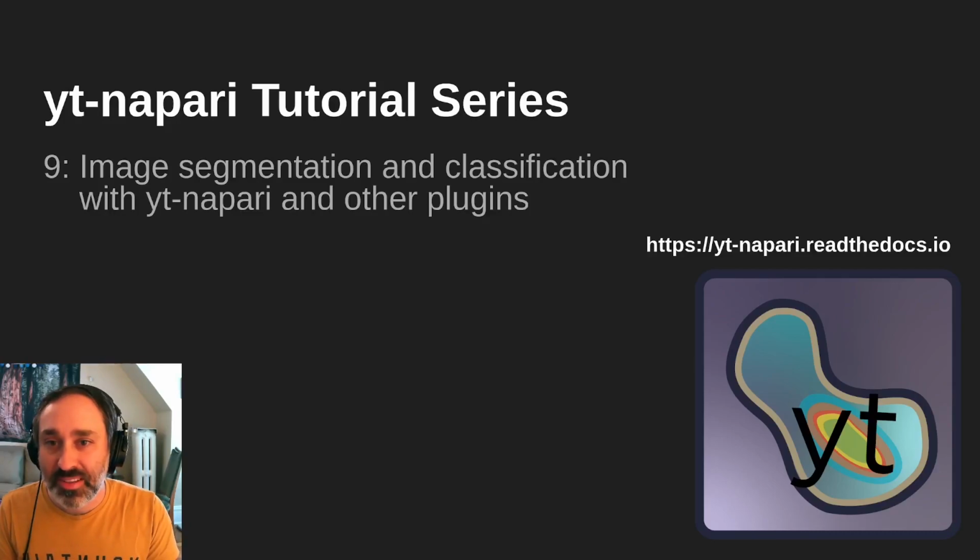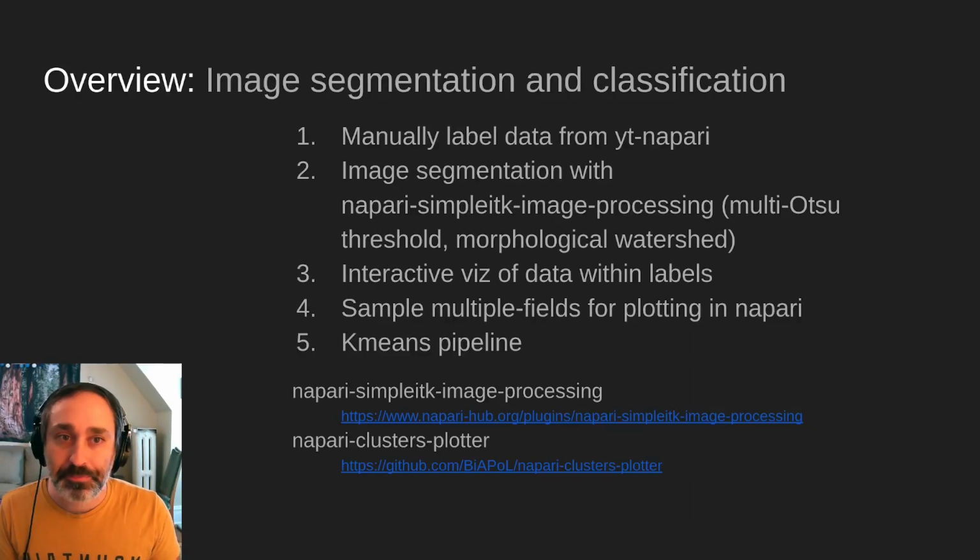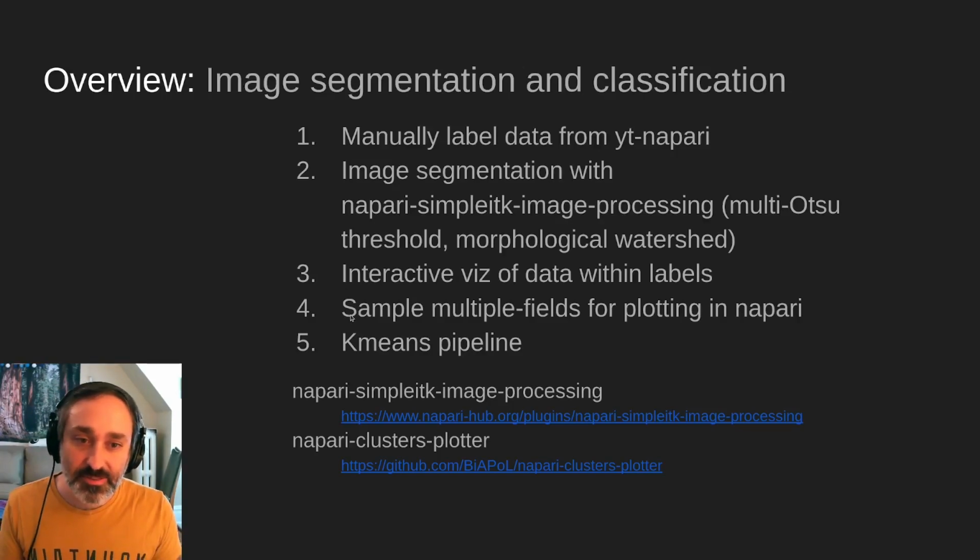In this video I'll be talking about image segmentation and classification using yt-napari, data loaded from yt-napari, along with some other plugins in the Napari plugin ecosystem. I'll talk through some examples of how you can manually label data that you've loaded in from yt-napari, and then how you can use some other plugins to do labeling instead. Then we will walk through some interactive visualization of data within those labels we've created, as well as how you can go about sampling multiple YT data fields for some interactive plotting within those labels.